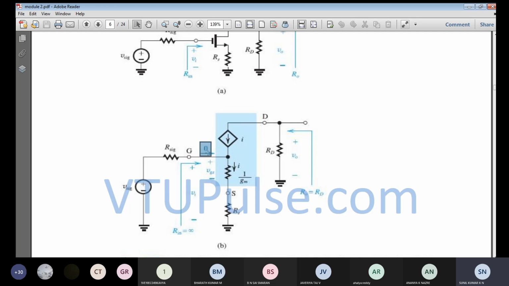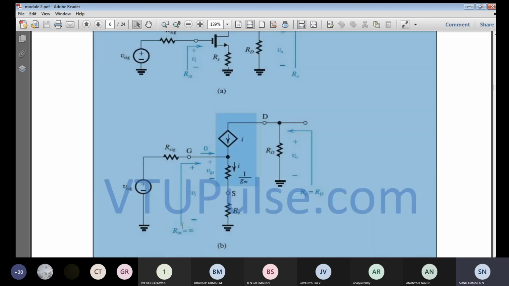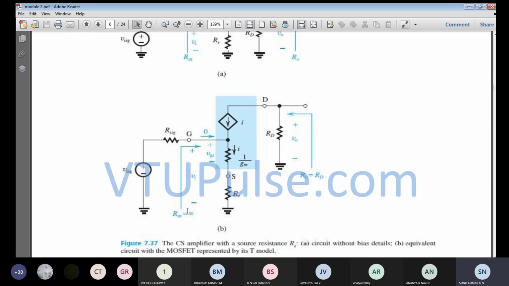Since the gate current itself is zero, there is no current flowing across the gate. So obviously the input resistance will be equal to infinity. Okay, so there is no change between the previous analysis and this analysis. So Rin will be equal to infinity.